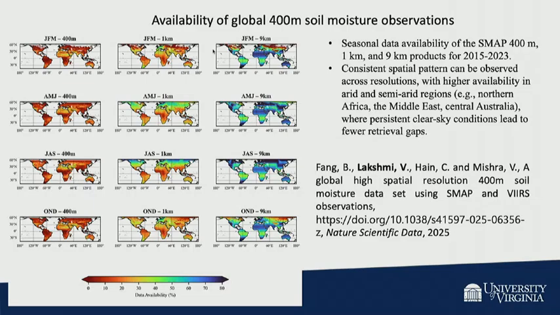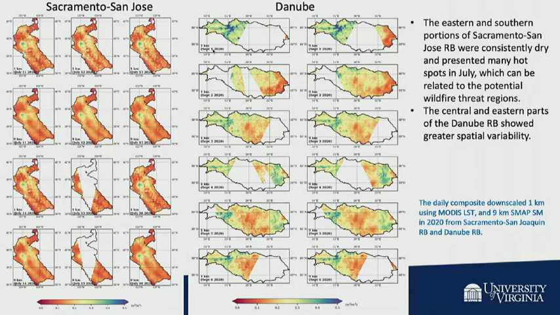And how high is the definition? You can see over here an example of the 1 kilometer and the 9 kilometer for the Sacramento, San Jose, and the Danube River basins. You can start seeing that the 1 kilometer, which is on the top, is so much finer than the 9 kilometer, which is the second row, and that the 9 kilometer is so much more pixelated. And it's very, very important because there are a lot of studies you can do, and one of them we talk about is wildfire potential. And wildfire potential is greatly improved by understanding the soil moisture.